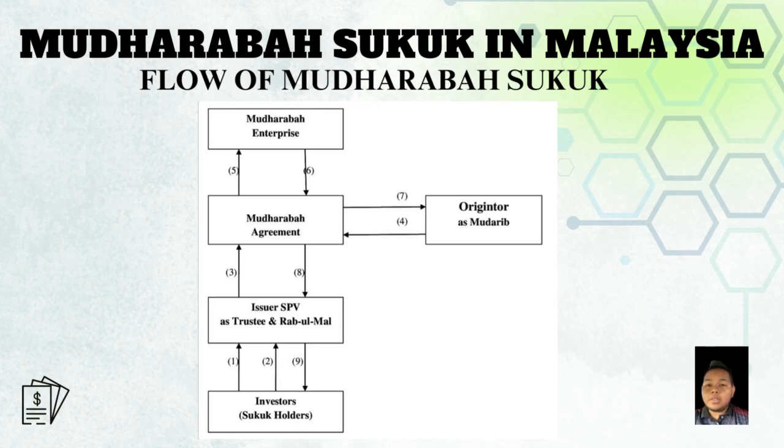Originator role. Originator as mudarib contributes expertise and management to the mudarabah enterprise. Issuer SPV and originator enter the mudarabah enterprise to generate profit on invested principal. Accrued profit from the mudarabah enterprise is shared between the issuer SPV and originator per agreed ratio. If profit exceeds benchmark, mudarib may receive a performance fee for the expertise. Issuer SPV holds mudarabah profit in trust for investors. Issuer SPV uses mudarabah revenue to provide a regular return to investors.